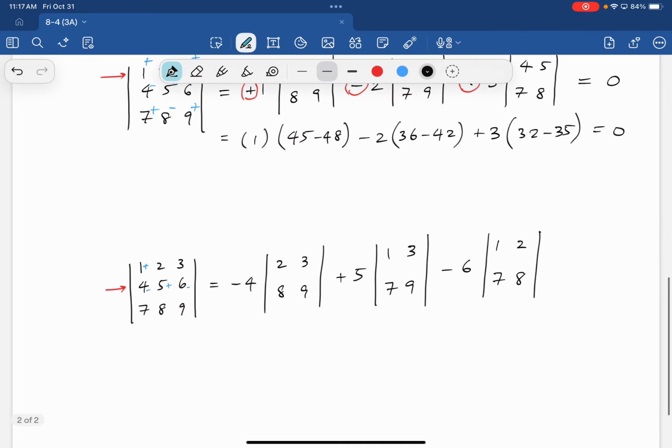Okay, questions? What does that equal? Pretty straightforward. 0? Okay, I can show you. This is negative 4 times 18 minus 24, which is negative 6, plus 5 times 9 minus 21, which is negative 12, minus 6 times 8 minus 14, which is negative 6. And that's 24 minus 60 plus 36, which is 0, right?